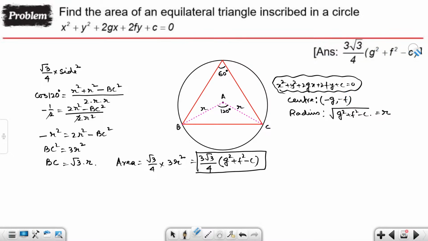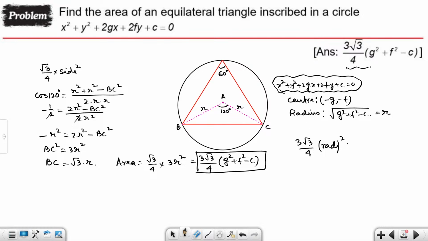Is it clear? So this question, you must know how I got that, and at the same time you must remember this formula. Treat this thing as a formula. Whenever your circle is given and an equilateral triangle is inside the circle, the area of the equilateral triangle will be, remember in this way, 3 root 3 over 4 into radius square.